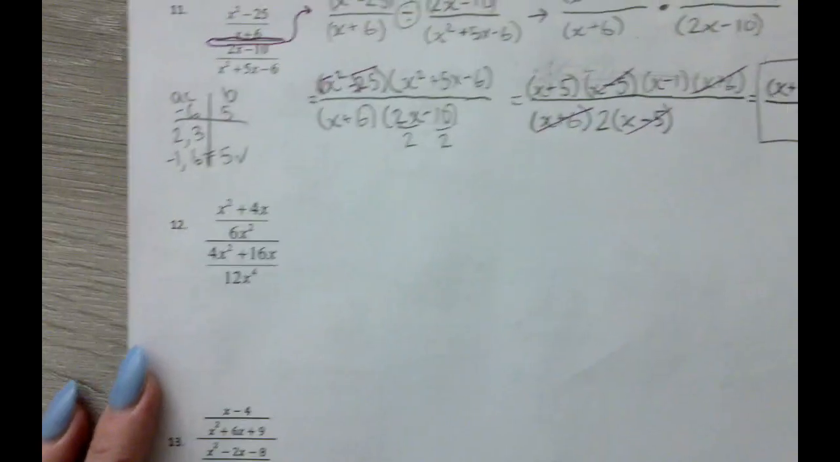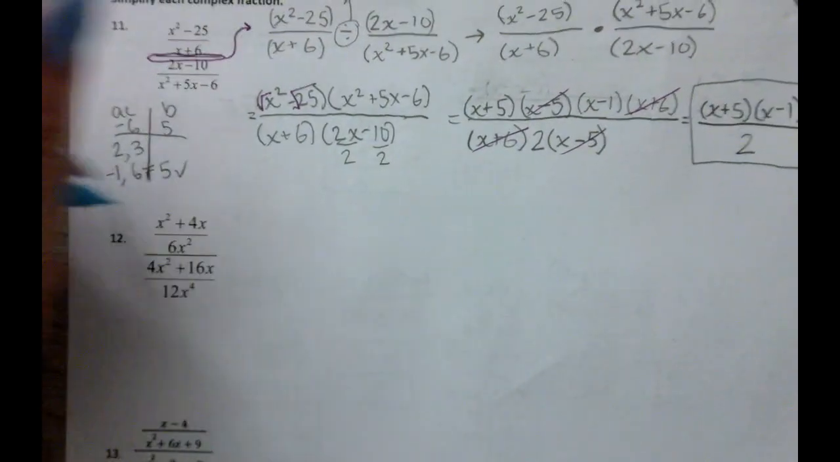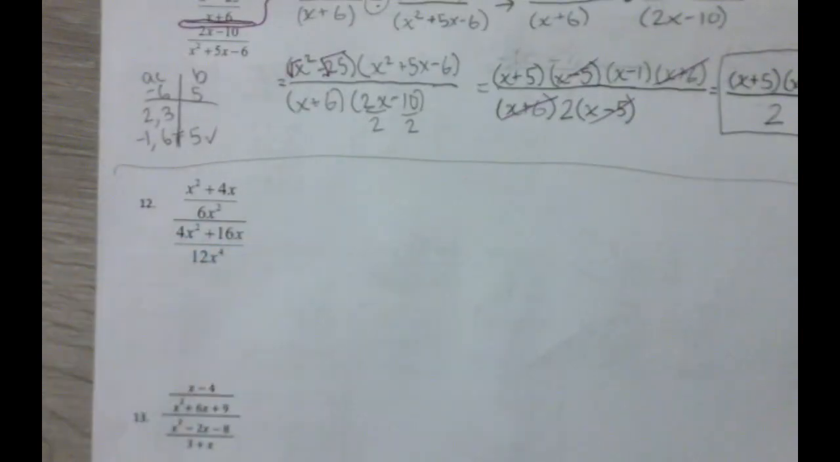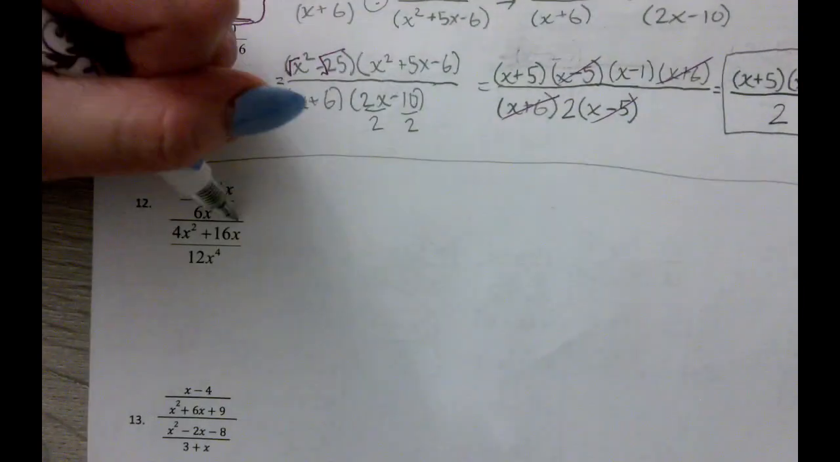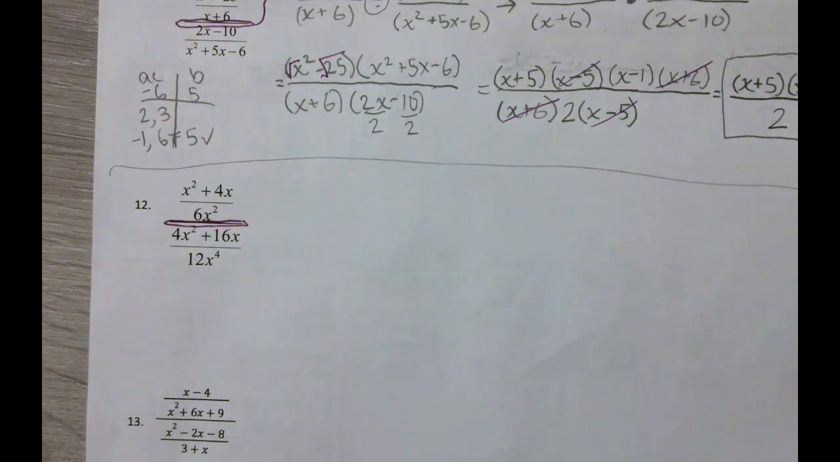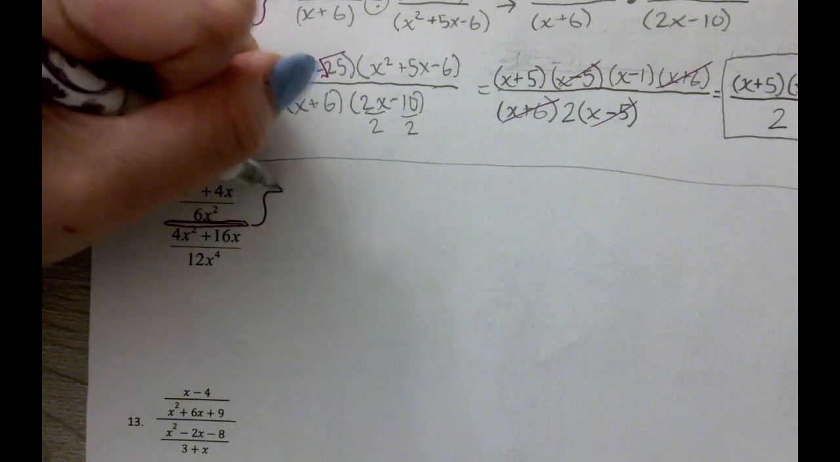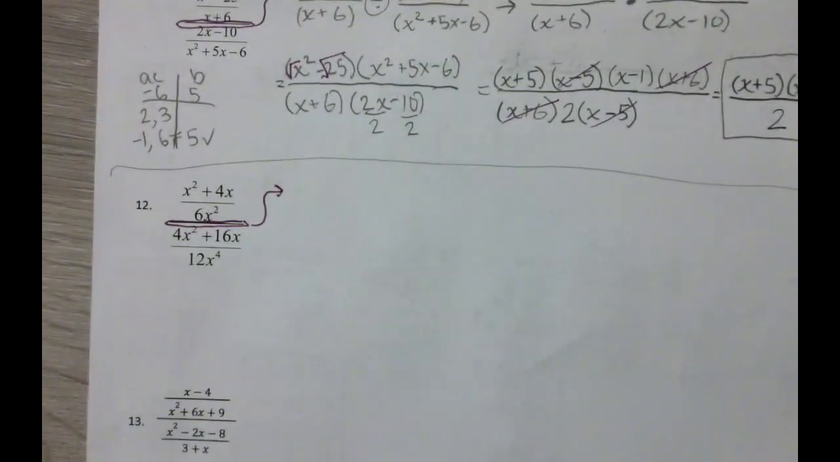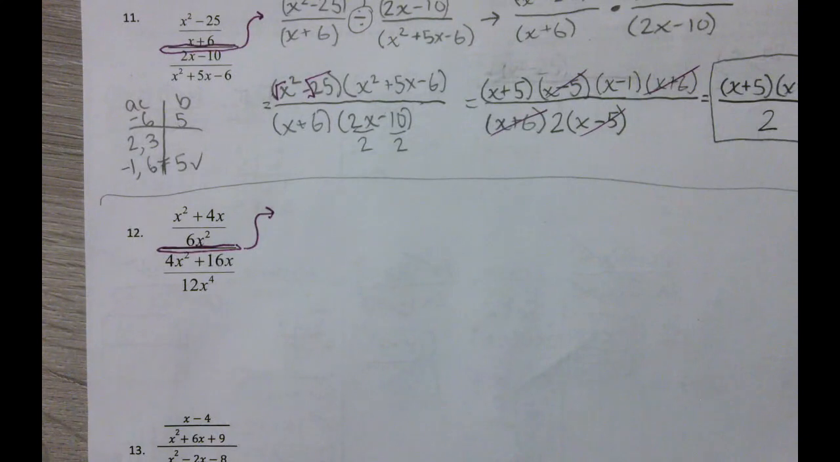Number 12. Same process. We've got a big complex fraction here, so just identify where the dividing line is. When it's a fraction over a fraction, it's going to be kind of obvious, so that's nice. That's the point. So we're going to take 2 steps. Rewrite it as division and then keep, change, flip.